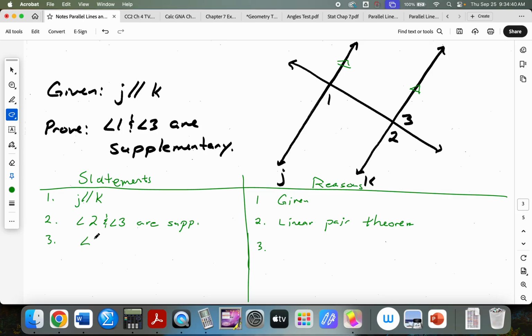Yeah. Angle 1 is congruent to angle 2. How do I know that's true? Yeah, so this is the, there we go, corresponding angles postulate.